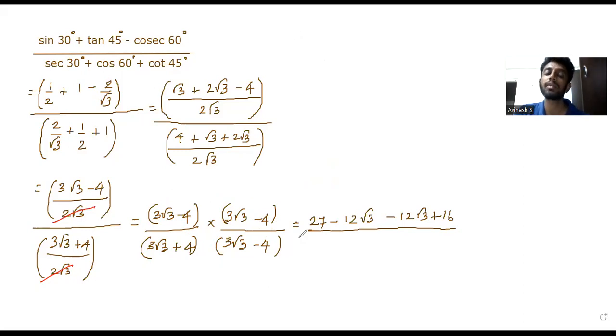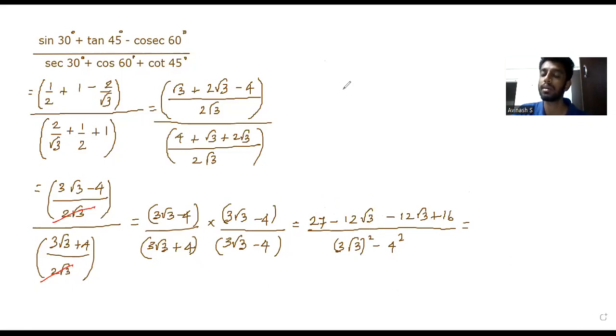The denominator appears as (a plus b) into (a minus b), which can be written as a square minus b square. Here a is 3 root 3 fully and b is 4. So a square minus b square. This is what we are doing. Now what happens finally? 27 and 16 can be added. But 27 and 12 cannot be subtracted because it has a root 3.